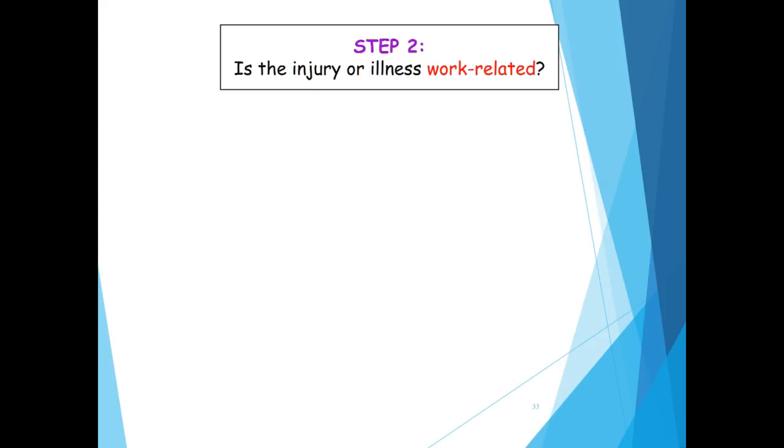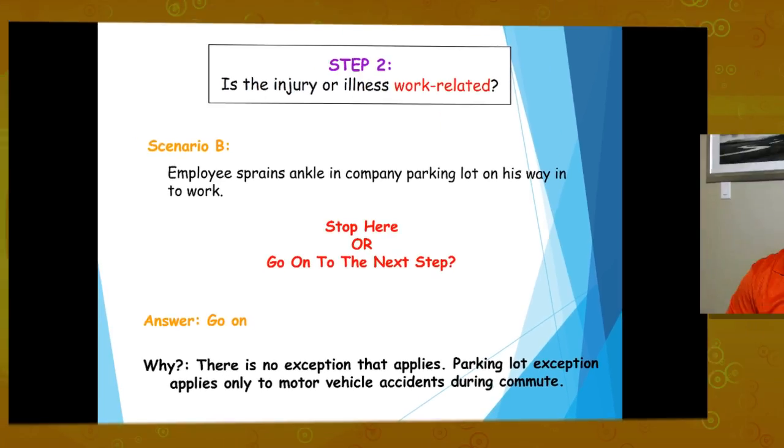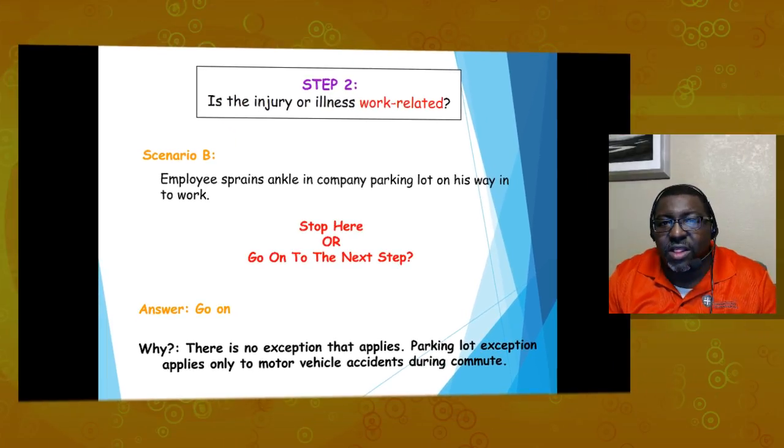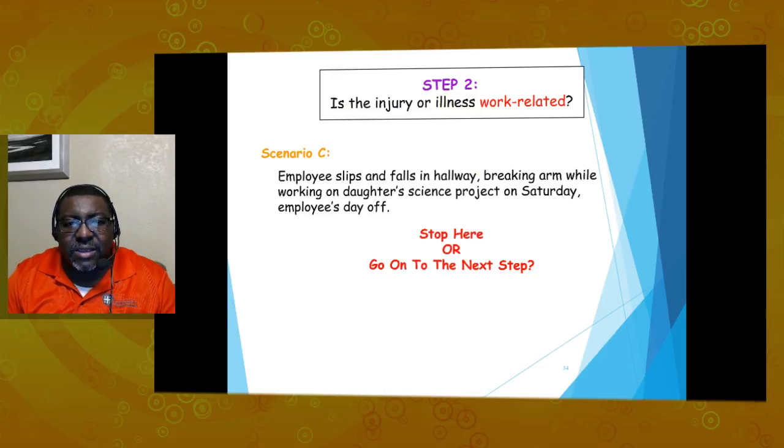You're doing anything voluntary. If an employee sprains an ankle in the company parking lot on his way to work, that is work related. If they're going to or from, it doesn't matter if they're on a lunch break, a paid lunch break or an unpaid lunch break. If the person is injured, needing medical treatment beyond first aid, then that is a recordable accident. The only exception is a parking lot for motor vehicle accidents during a commute. Other than that, there is no exception.